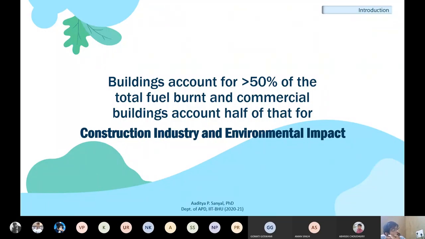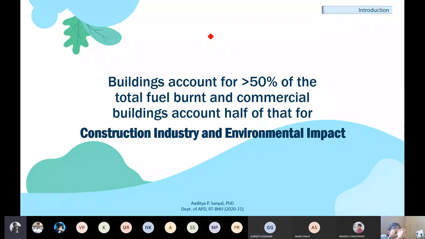But talking about the construction industry and the environmental impact that it creates, buildings account for more than 50% of the total fuel burnt, and commercial buildings account for half of that. There is a huge impact.